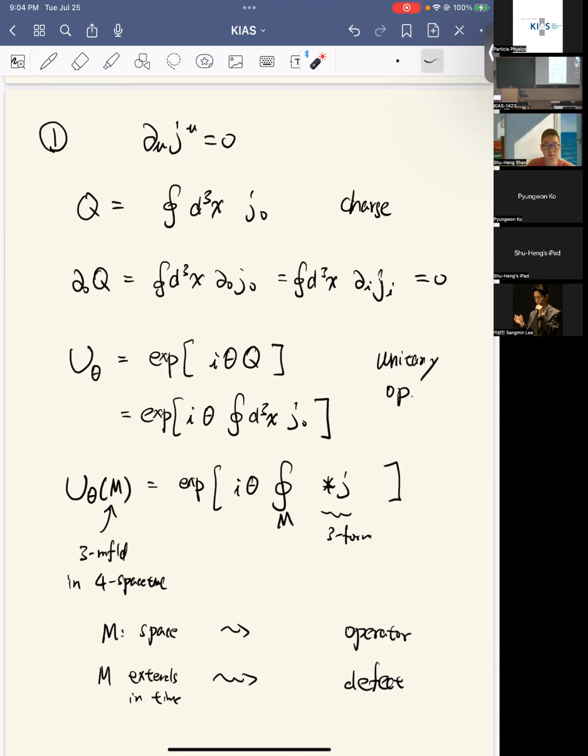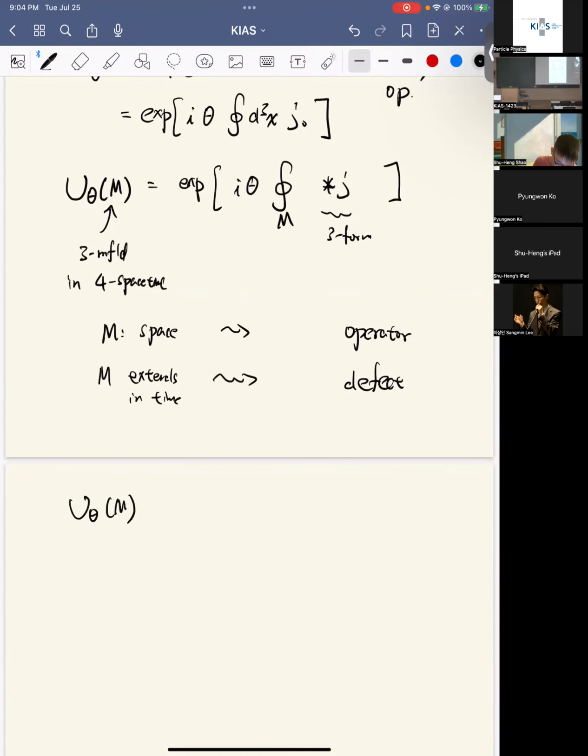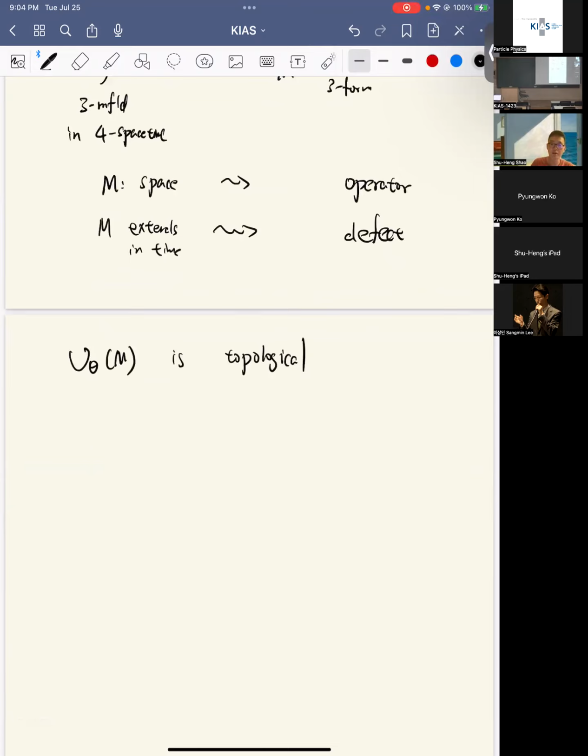All right, any questions up to this point? So here we see that the charge is conserved because of the conservation equation. But more generally, you can think about this object U theta of M, and the nice property is that it's topological. It means that it's not only invariant under deformation in time, but also invariant under deformation in space. So you can insert this U theta of M in any Euclidean correlation function, and the answer will depend on M in a topological way.